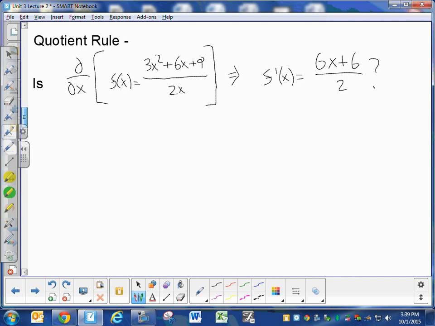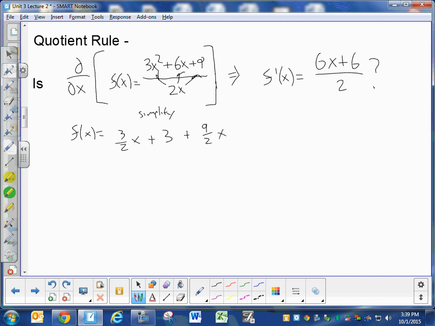Let's talk about the quotient rule. I told you last class that you cannot take the power rule and apply it over division, which is why this is not true. The derivative of 3x squared plus 6x plus 9 divided by 2x is not 6x plus 6 over 2. And hopefully on your quiz, when you saw your problem like this, instead of taking the derivative using the power rule, you simplified first. You had homework problems just like that.